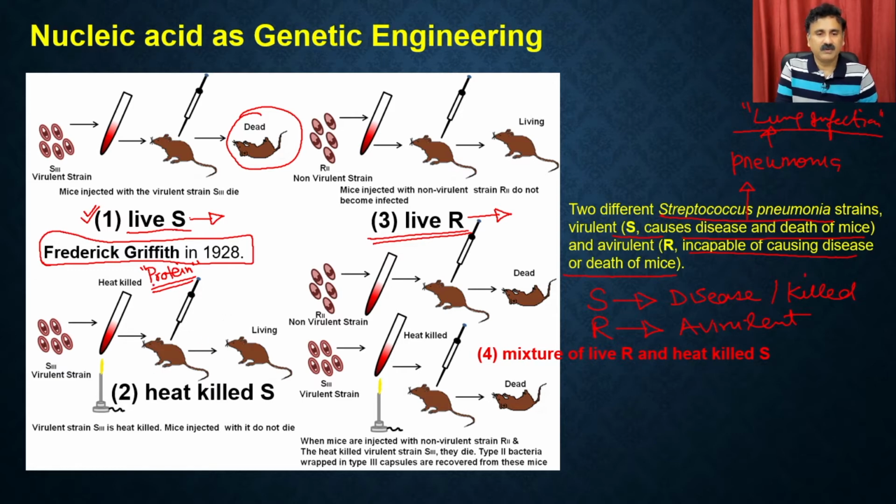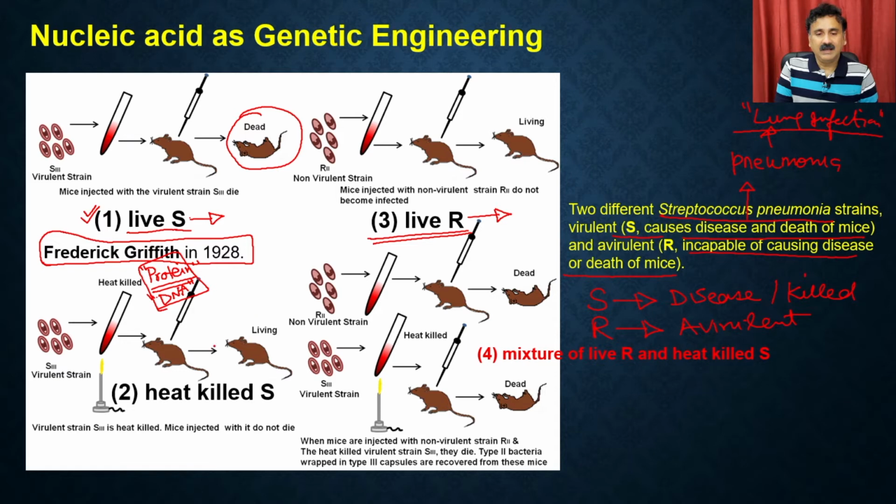So it could not cause the disease because the genomic DNA was killed, the protein as well as the DNA, right? So when he heat killed the bacteria, that bacteria could not transfer the genetic material, or it could not grow, and that's how it could not cause the disease.